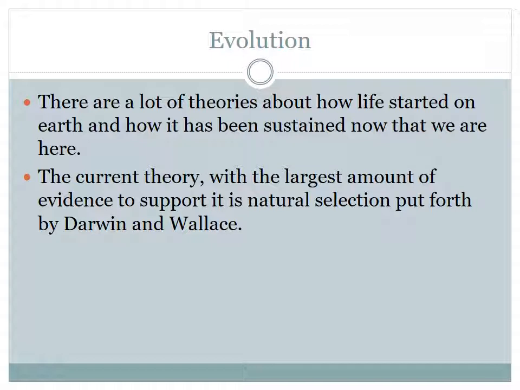So when it comes to evolution, there are a lot of theories about how life started on Earth and how it's been sustained now that we're here on Earth. The current theory that has the largest amount of evidence to support it is natural selection, which was put forth by Darwin and Wallace. Darwin had the evidence, Wallace kind of had the idea, but Darwin had the evidence, so Darwin gets a lot of the credit.